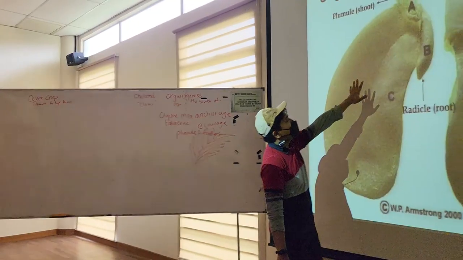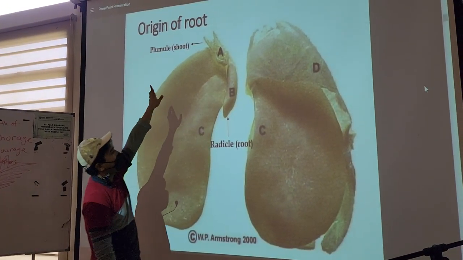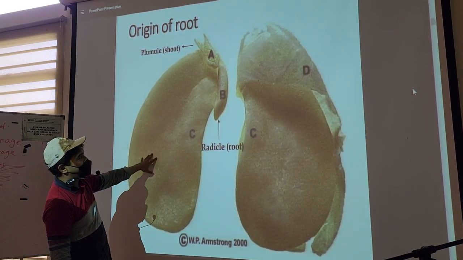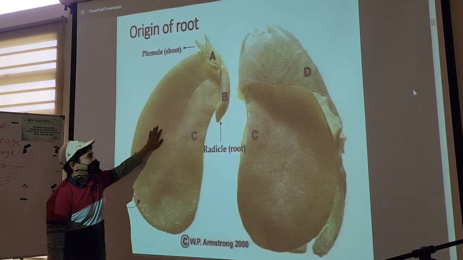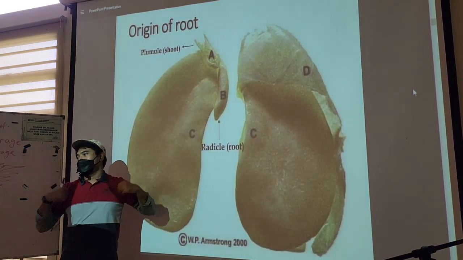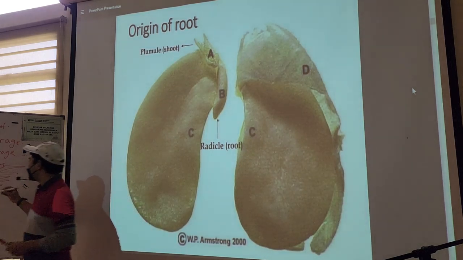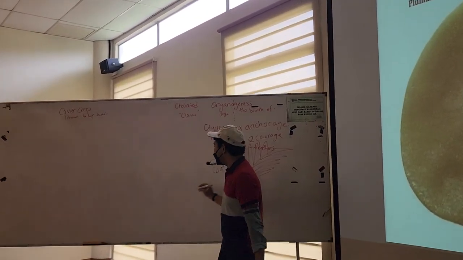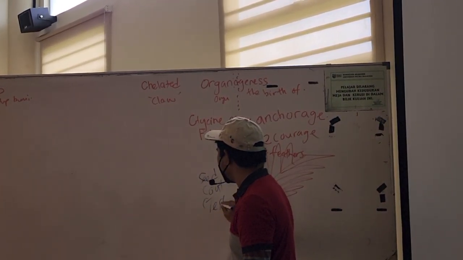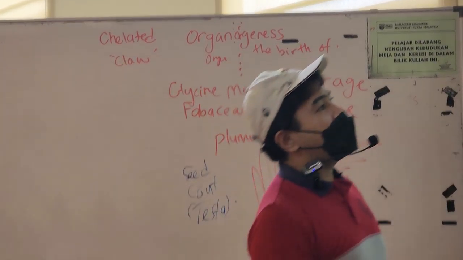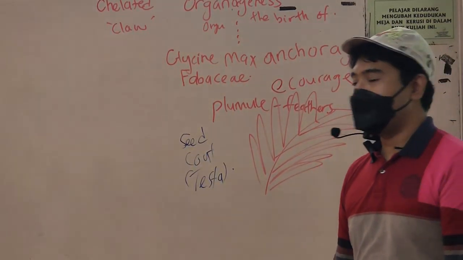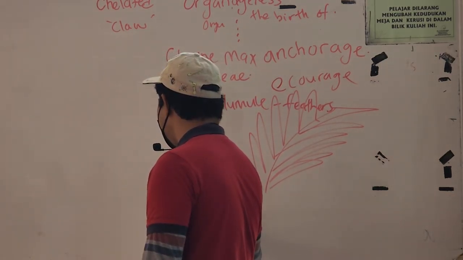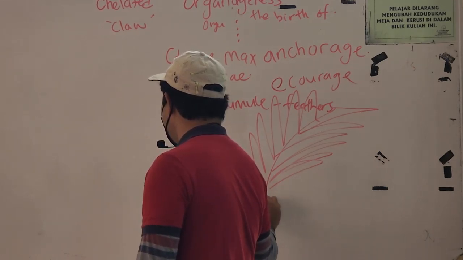Right. So radicle, plumule, and what is C? C is actually the seed jacket, the testa, or seed coat. And D is actually the food reserve for the seed. It's called endosperm. So this is the food reserve.